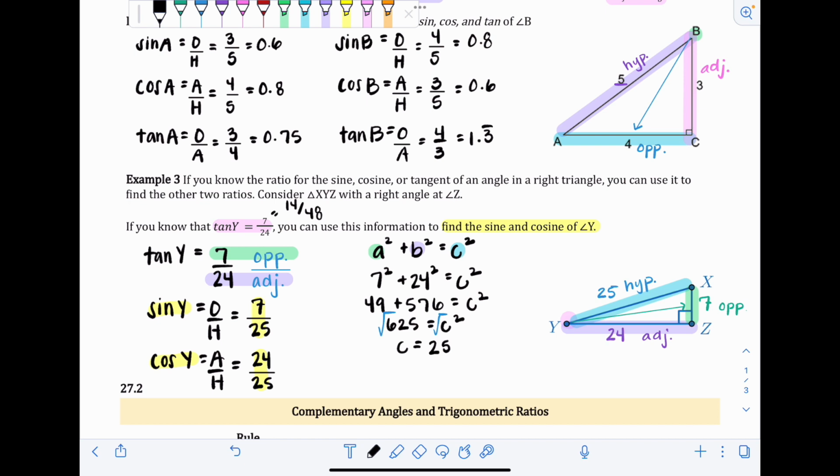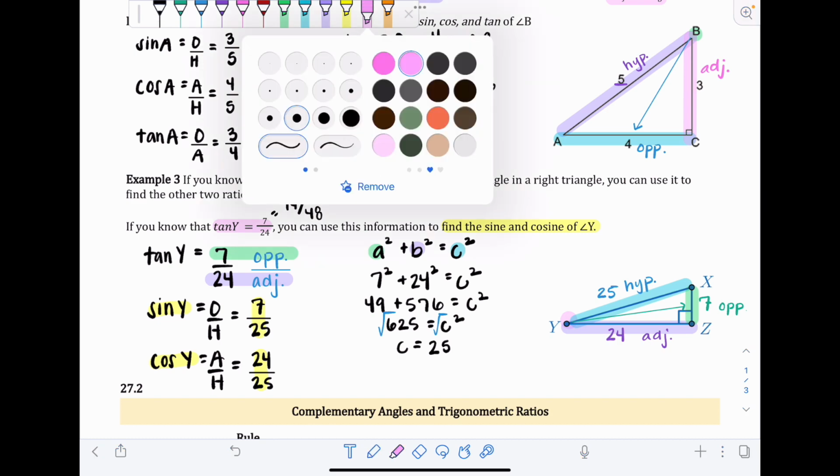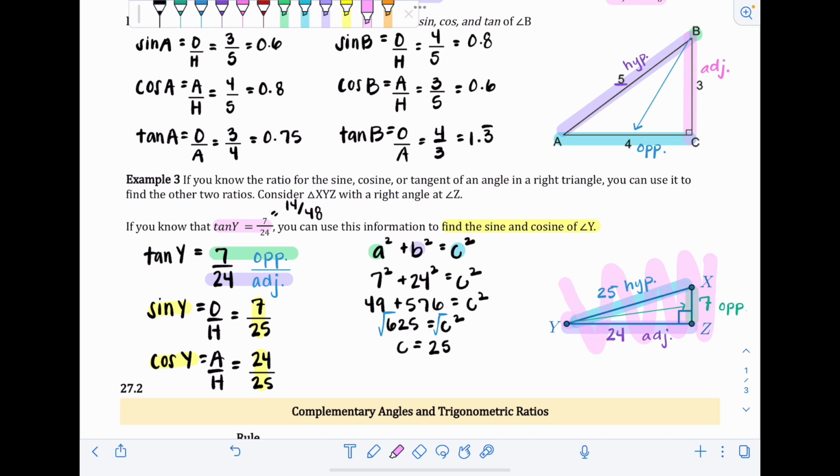So one thing I wanted to point out is that we didn't necessarily find the exact dimensions of this triangle, but we did find the proportional dimensions, if that makes sense, meaning that no matter what, the triangle would be similar to this one and the sine and cosine would reduce the same way as our answers did.